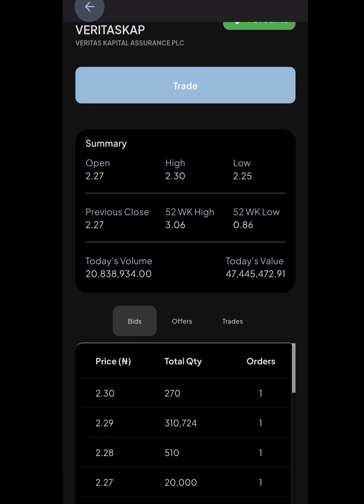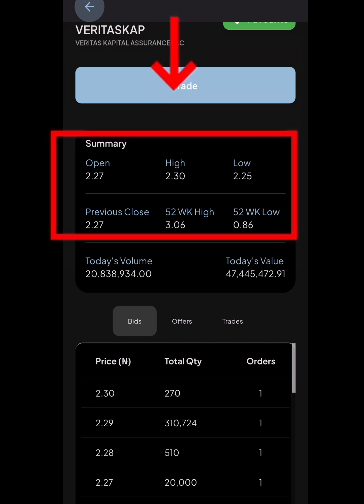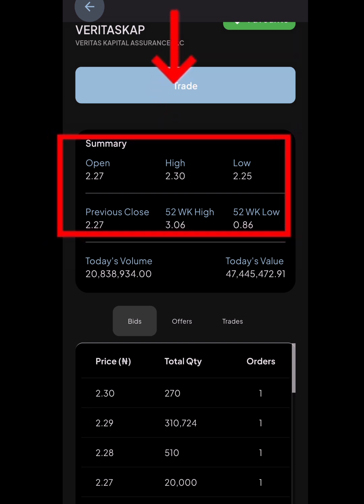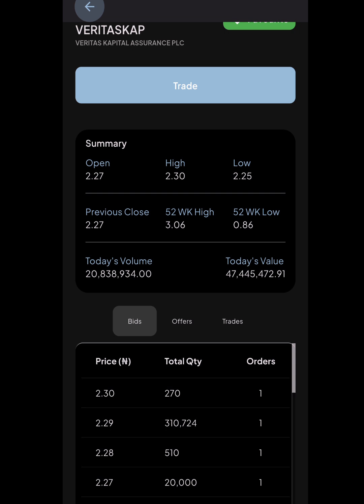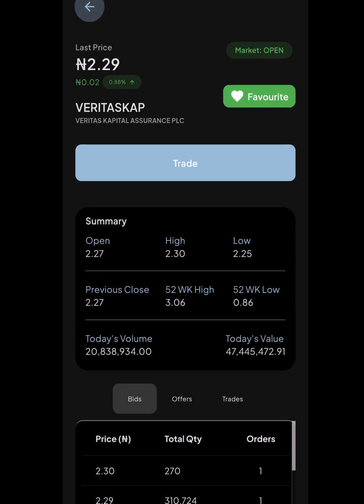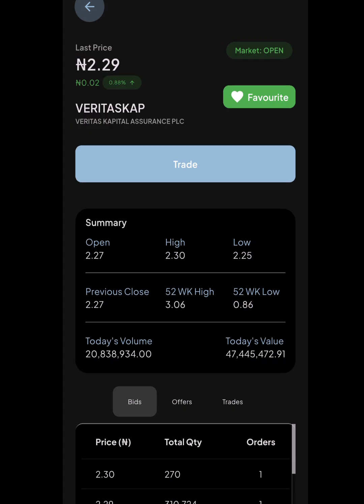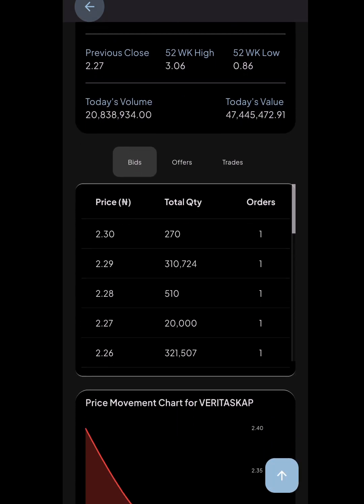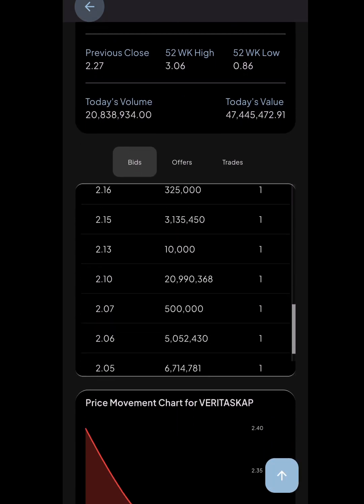Now here I can see when the market opened how much it was. This is the open price, 2.27. The highest it has gone so far is 2.30. The lowest is 2.25. Currently it's around 2.29. That is the market price at the moment. When you're buying a stock, you want to check the bids and the offers.